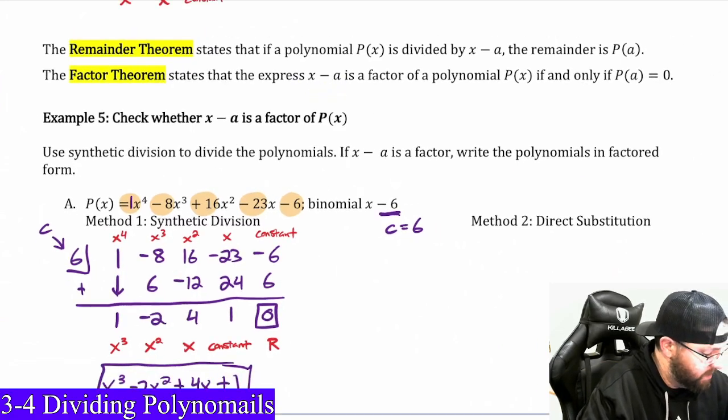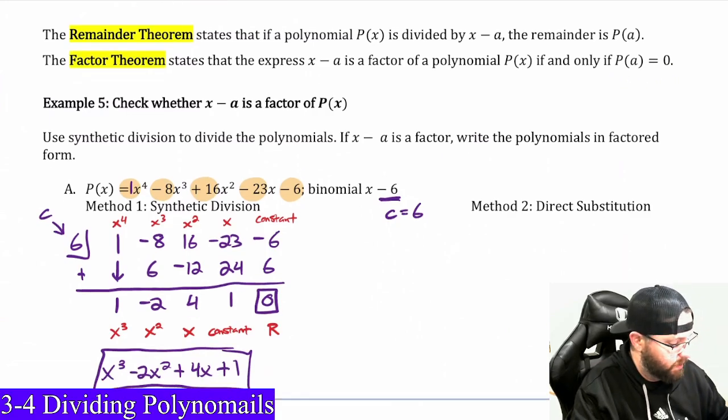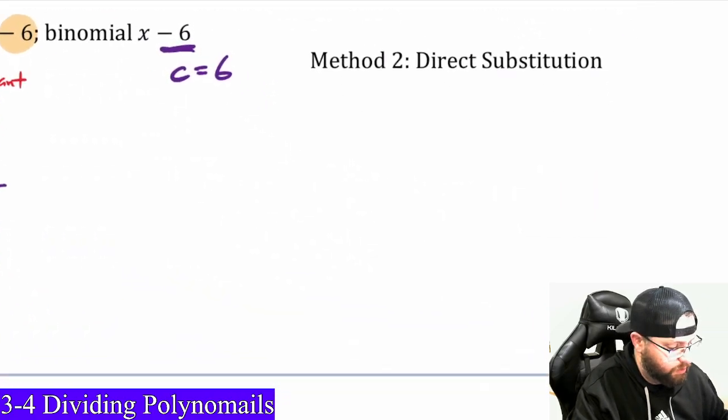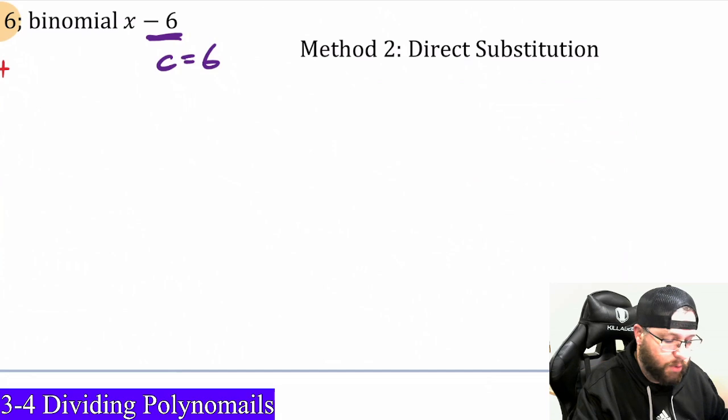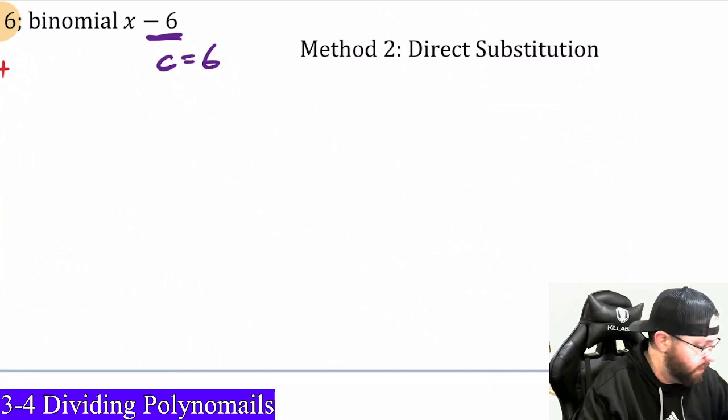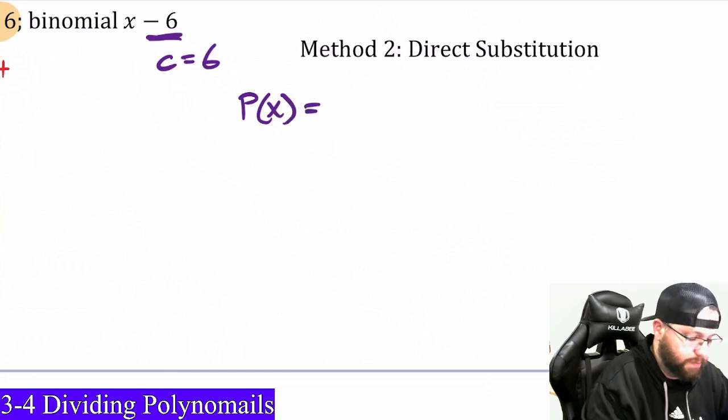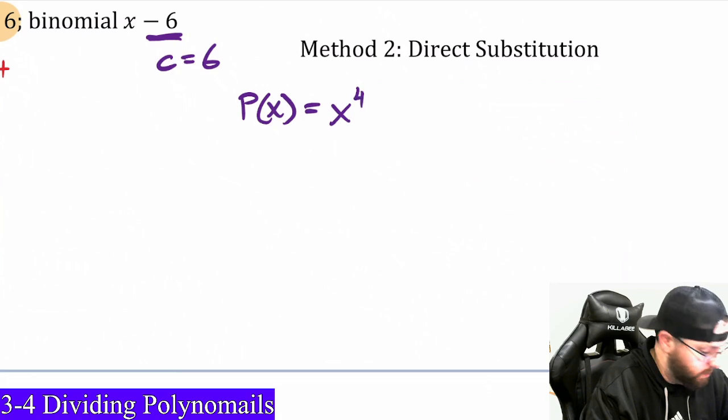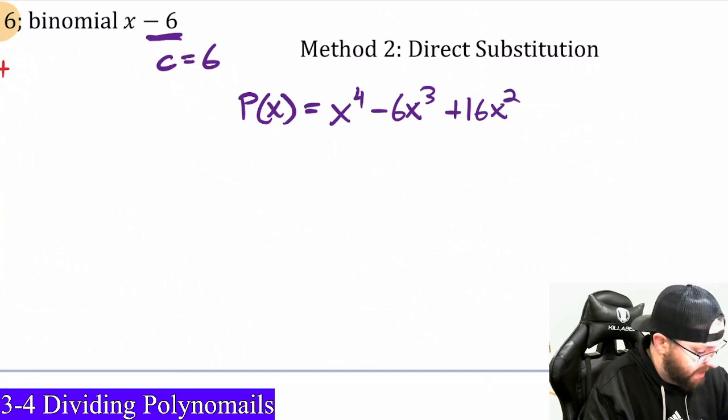x minus a, or in this case x minus 6, is a factor if and only if the value of p of a equals 0. So we're going to prove that using direct substitution now. Okay, so we're going to take our original equation, which is p of x equals x to the fourth minus 8x cubed plus 16x squared minus 23x minus 6.